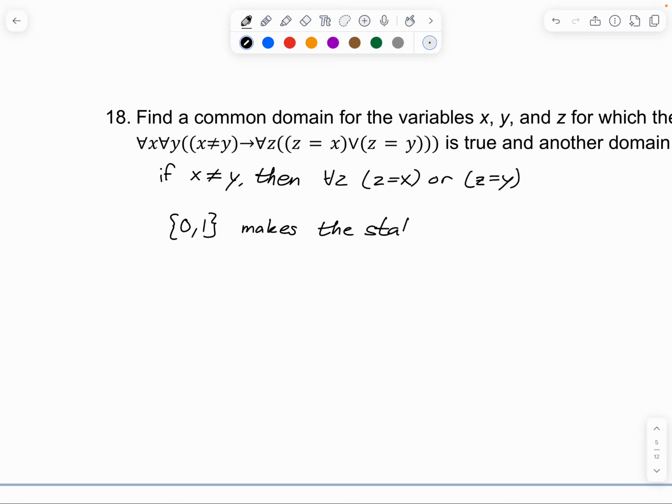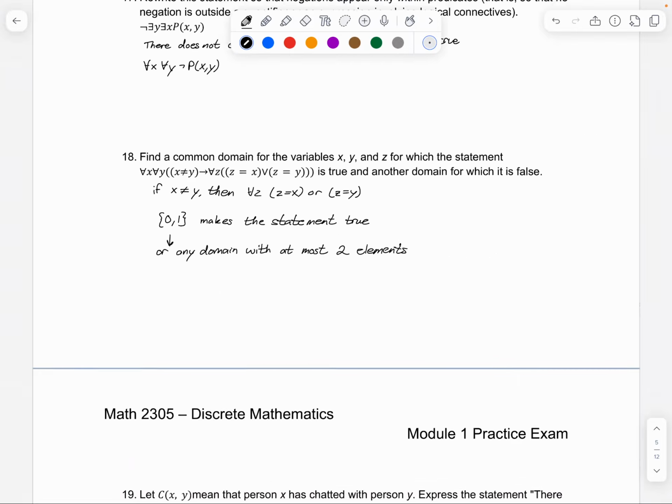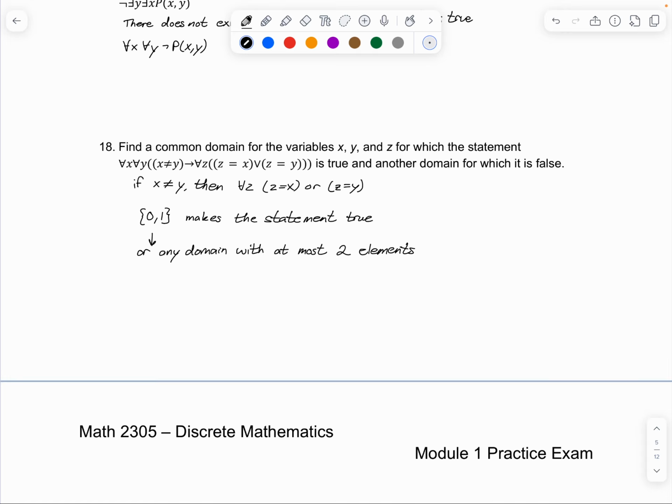Makes the statement true. I'm going to say, or any domain with, technically I think it could have one element, so I'm just going to say any domain with at most two elements. And then it's false for any domain larger than that. If you've got a domain with three elements, x, y, and z could all be not equal to each other.